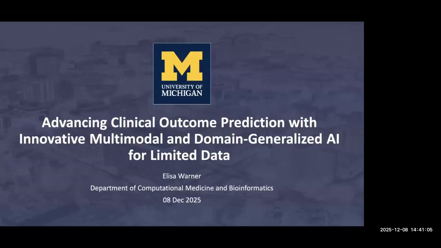So with that, I'll go into my particular work. So my work is in advancing clinical outcome prediction with innovative multimodal and domain generalized AI for limited data. And I'll go through what all of that means. This is the work that I did in the 5.5 years that I was at the Department of Computational Medicine and Bioinformatics at the University of Michigan.